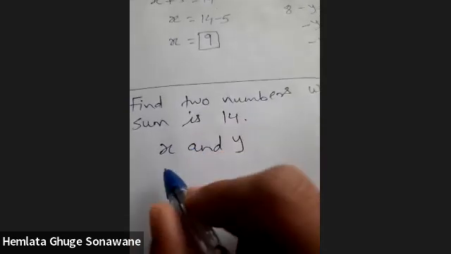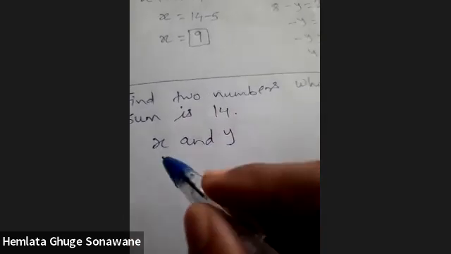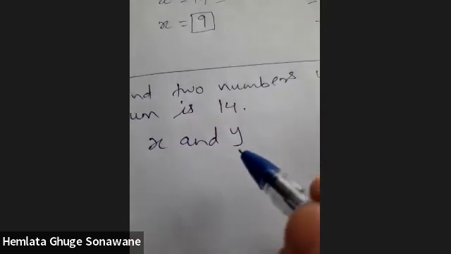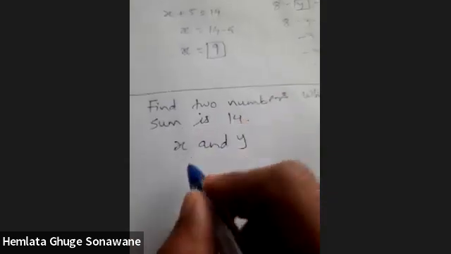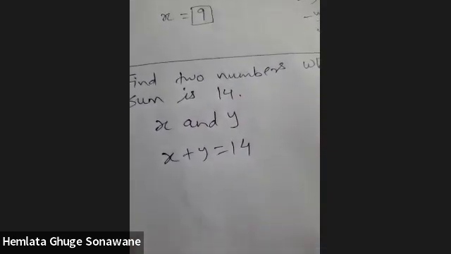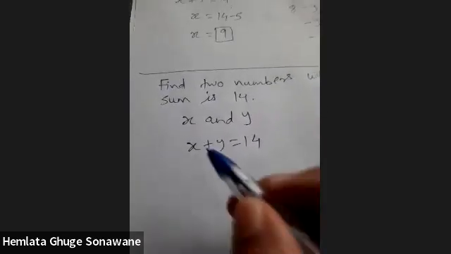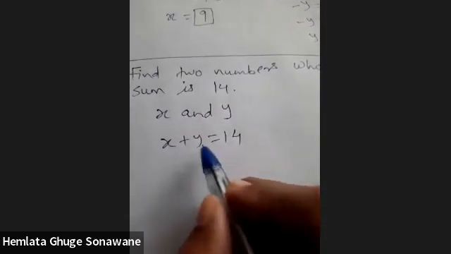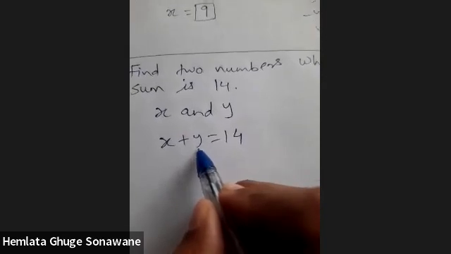Those two numbers are x and y. That is variable x and y. Okay, so we have to add x and y. That becomes 14. Now here we'll take value of x so that we will get value of y.